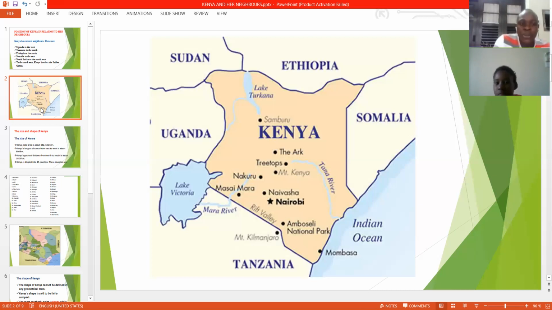So, and these counties are coded. They are given codes from number 1 up to number 47. So I would like you to just capture those major cities or major counties and their codes. For example, Nairobi City, it is code number? Remember, Nairobi is the capital city. It is given the last code, which is code 47.